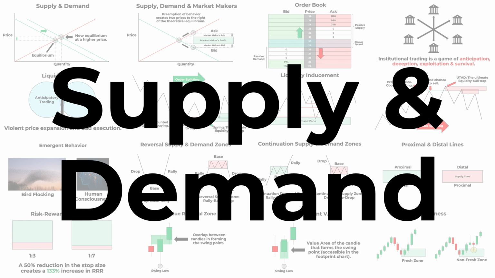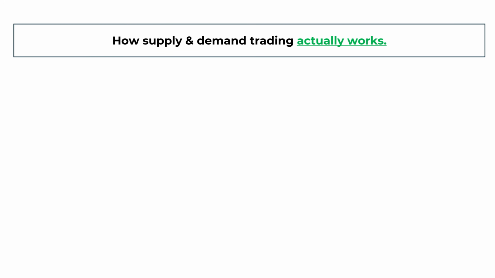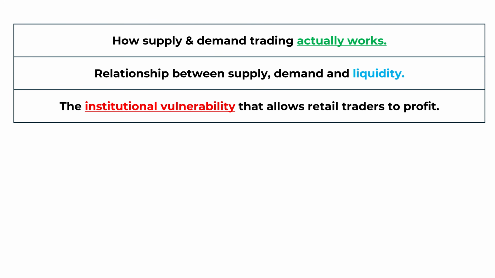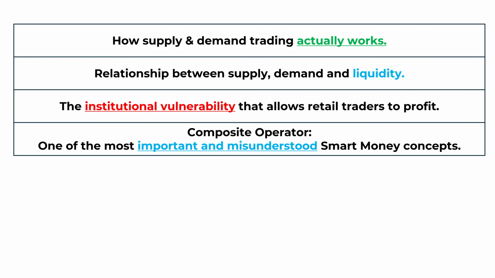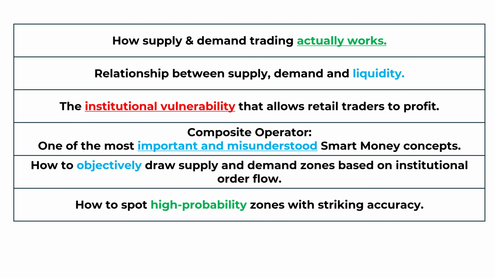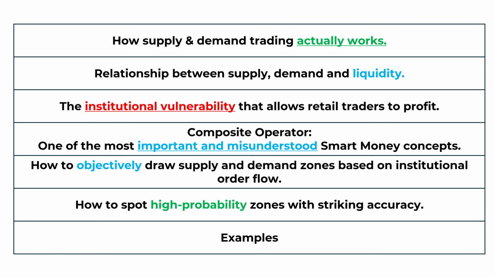In this video, you are going to learn how supply and demand trading actually works, the relationship between supply, demand, and liquidity, the institutional vulnerability that allows retail traders to profit, the composite operator, which is one of the most misunderstood and yet important smart money concepts, how to objectively draw precise supply and demand zones based on institutional order flow, and how to spot the high probability zones with striking accuracy. We're also going to see lots of examples of the technique in real price charts.